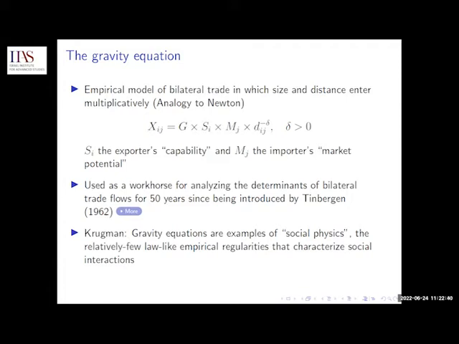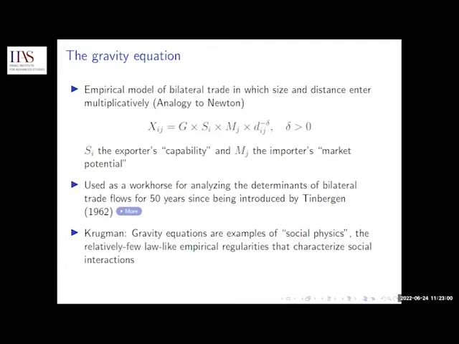And obviously, if you know a little about gravity in physics, you see the analogy to the law of gravity that has been formalized by Newton. So this is basically the model that I'm going to develop over the next 10 minutes.